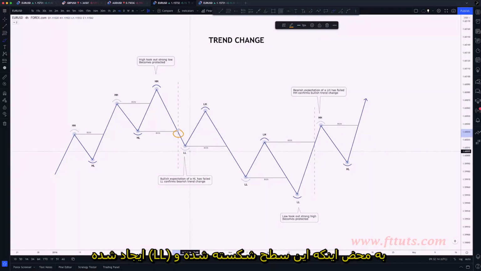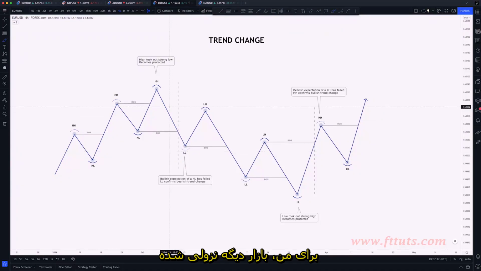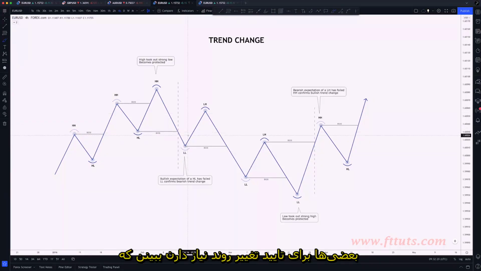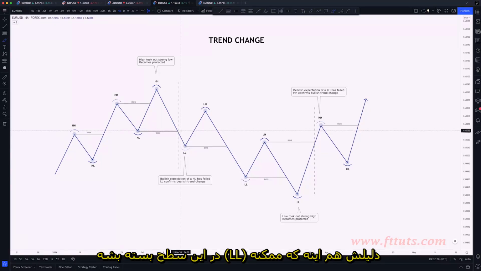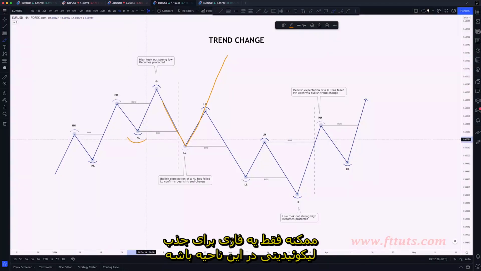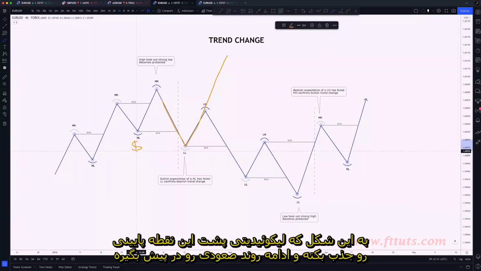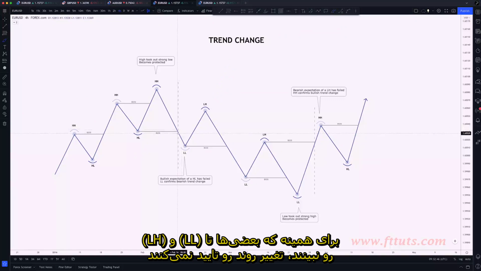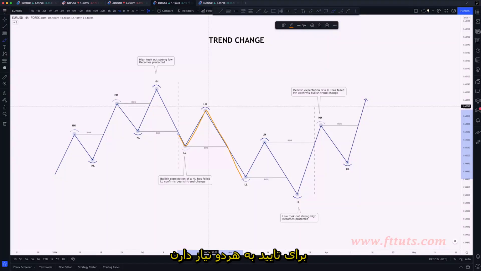As soon as we break this level and we form a lower low, for me, that is now a bearish market. Now, some people want to see both a lower low and a lower high for a confirmed trend change. The reason is that you can get a trend change where price forms that lower low, but it's a false signal and price continues upwards. It turns out it was just a liquidity grab, grabbing the liquidity behind this low and then continuing the bullish market. So that's why some people don't confirm a trend change until they get both a lower low and a lower high.